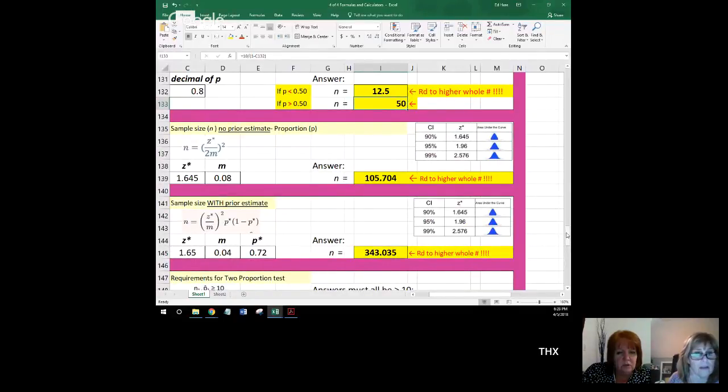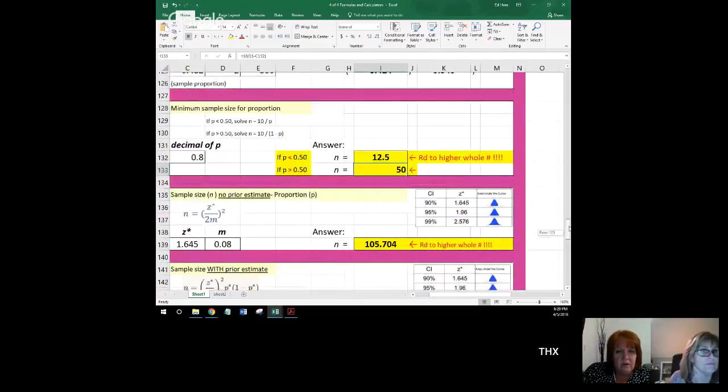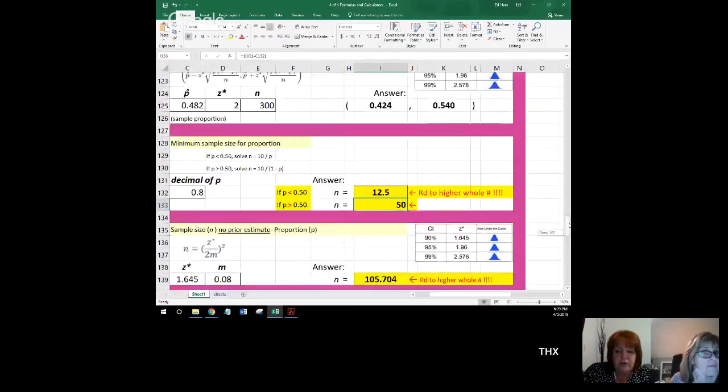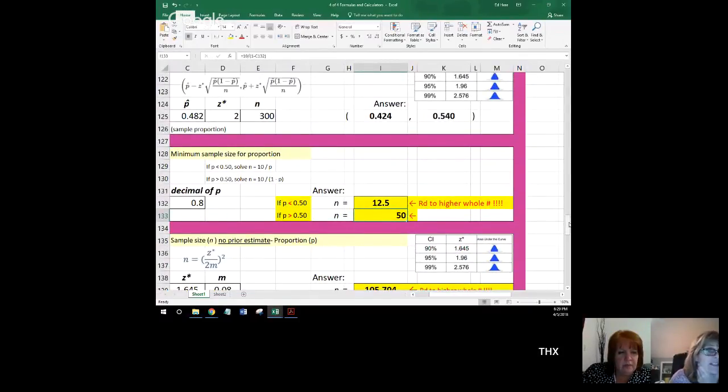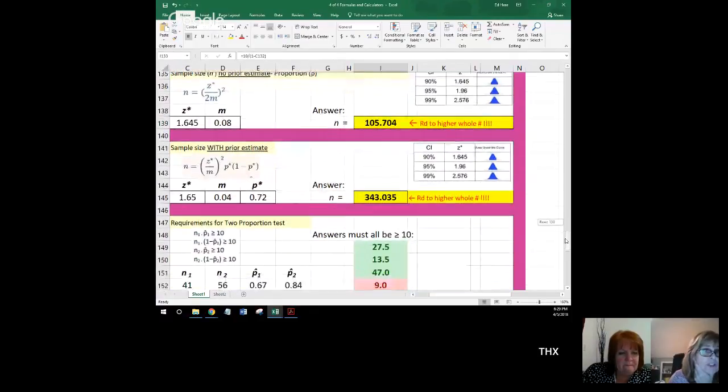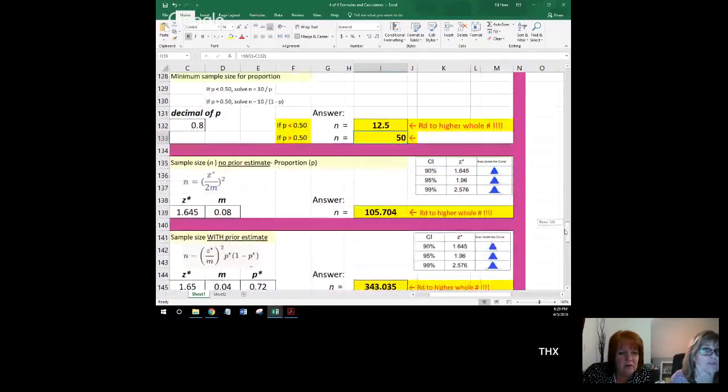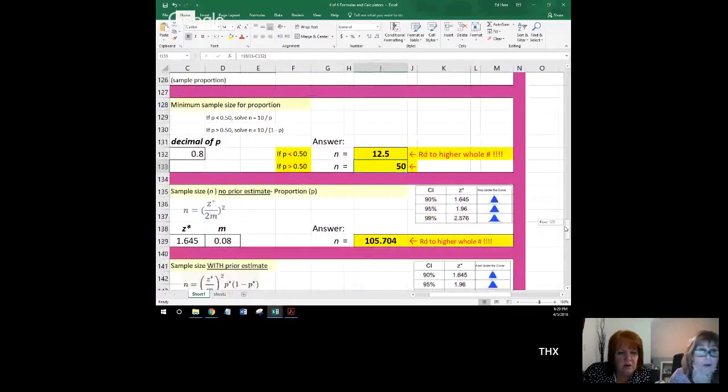You know what? I think I've made changes to my formulas and calculator sheet since I sent it out to you. I don't remember what. You need to send us a new one. Well, if you're down at 145, it's the minimum sample size for proportion. So it's a decimal of p, and if you put in point.